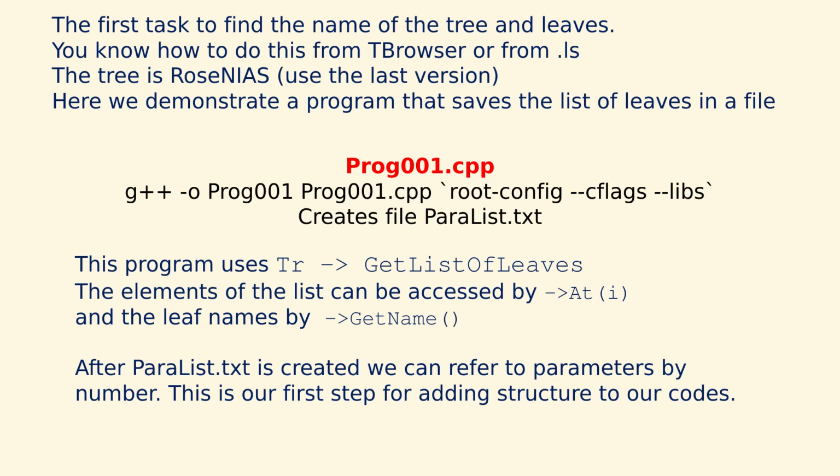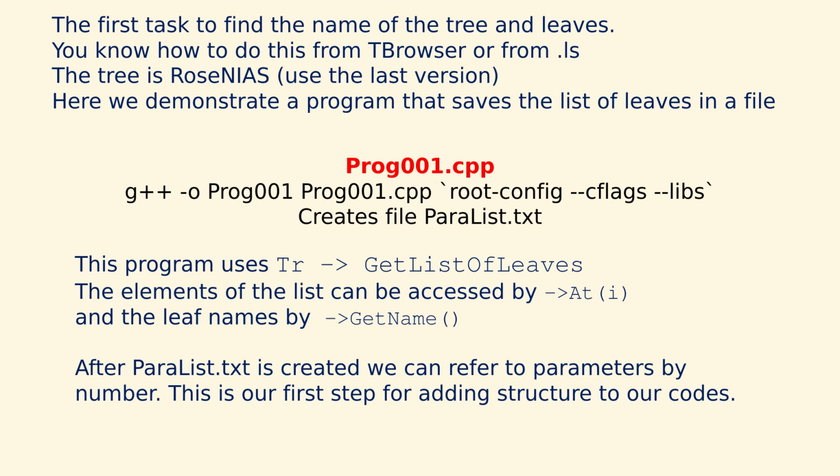So to demonstrate this, I'm going to start with a very simple program. It's called program 001, and what this program 001 does is that it actually finds out the parameter list. See, you all know how to get the parameter list in other ways, like from the tree browser or from the .ls command.